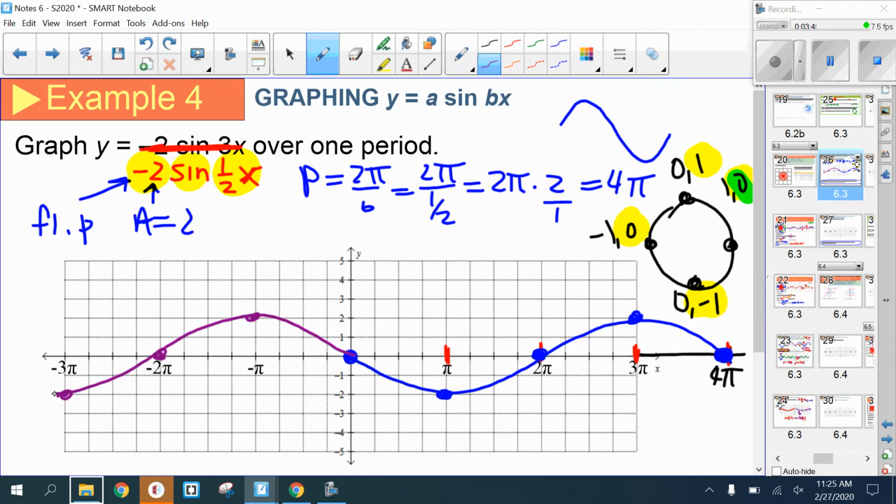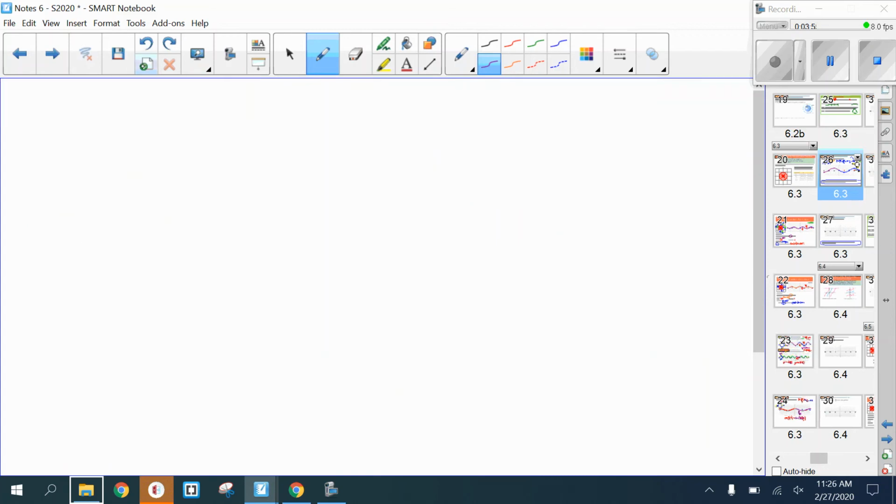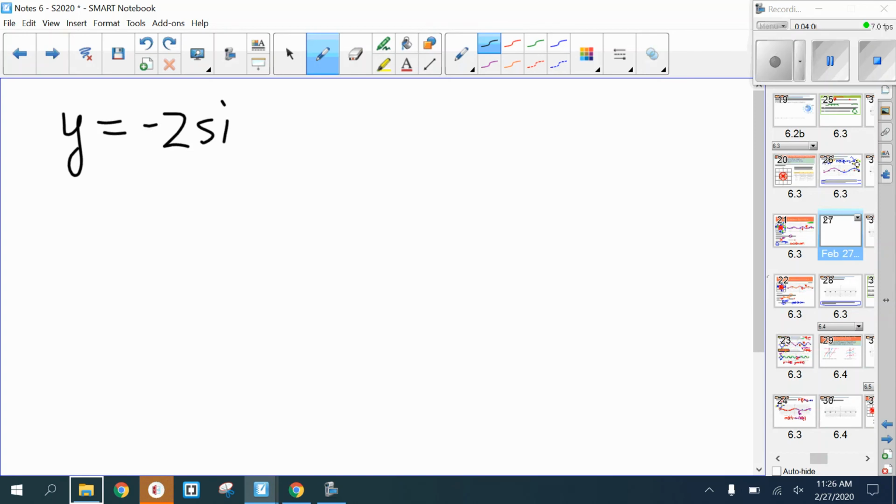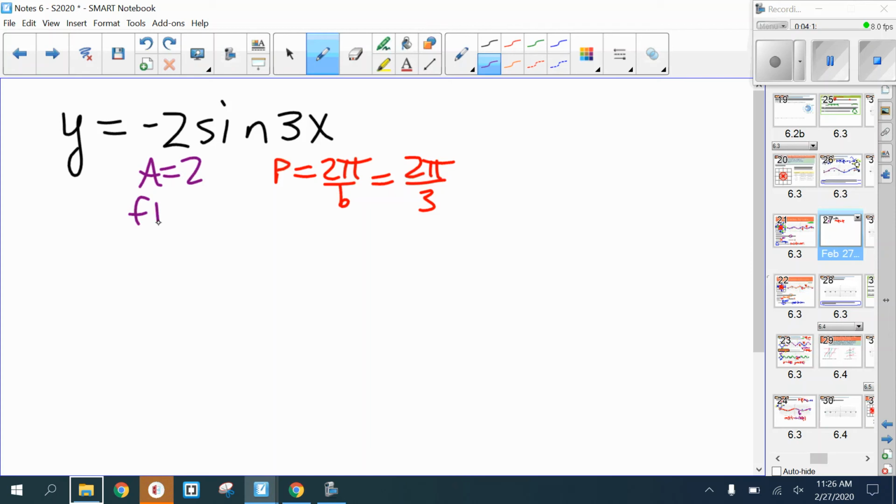Now, I want to show you what it would look like if you graphed this thing by hand. So -2 sine 3x. Okay, so let's say I hadn't changed it. The original problem was this, -2 sine 3x. So the period, 2 pi over b, for this one is 2 pi over 3. And it still has an amplitude of 2 with a flip. But here's what I would do if I was going to do it by hand without graph paper. Okay, I would do this.